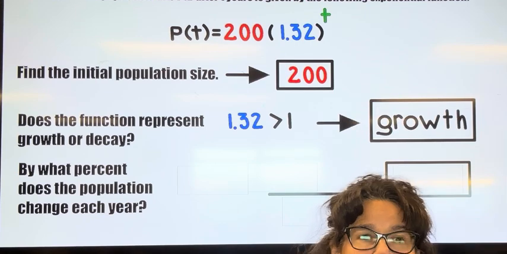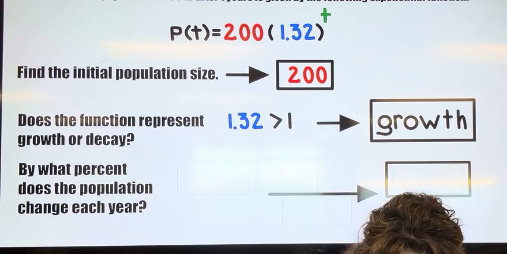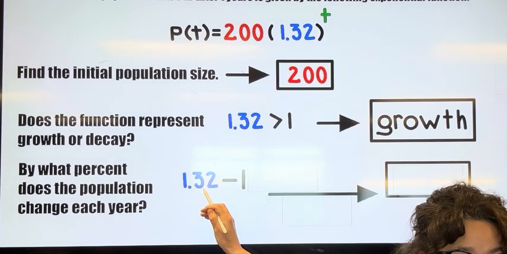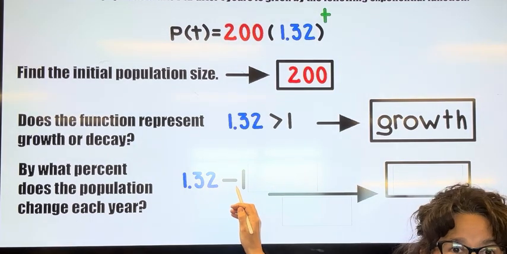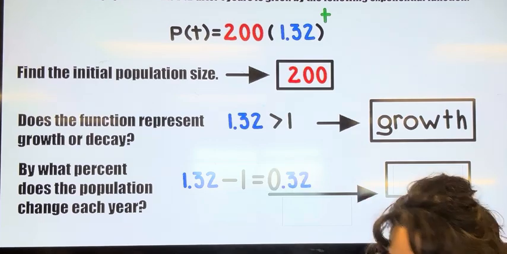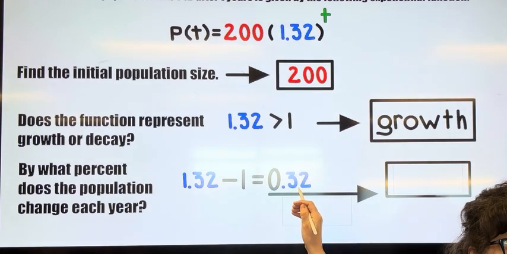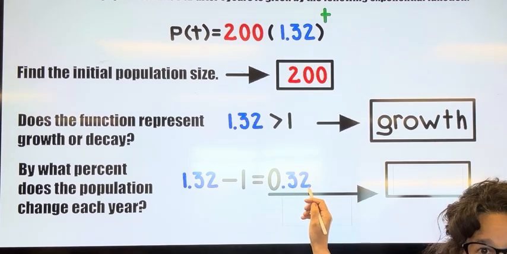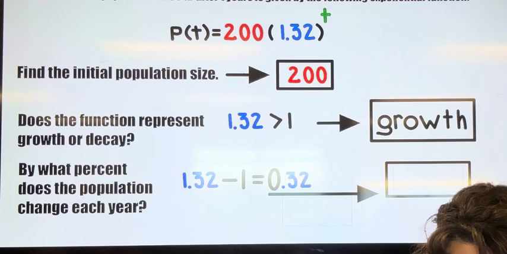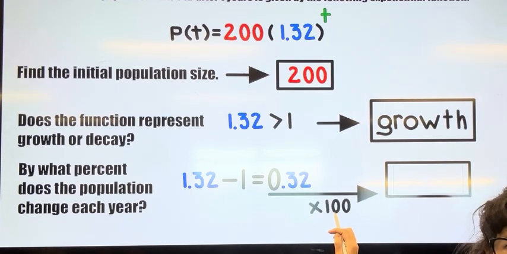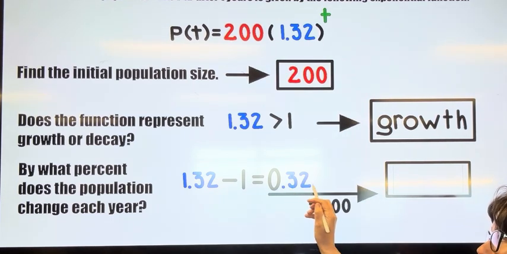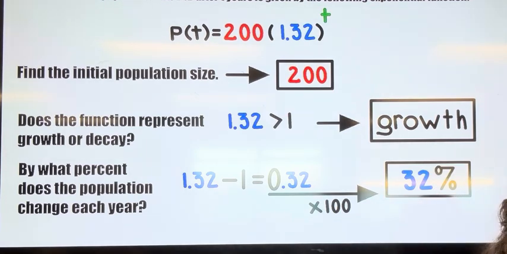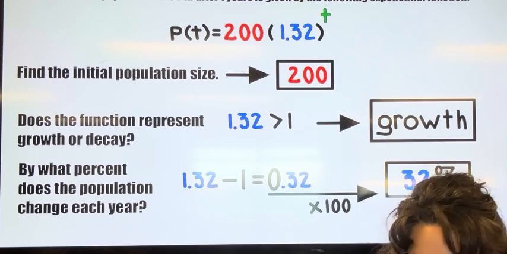Now we want to specifically find the percent of growth. So we're going to take the 1.32, that B value, and subtract 1, and I get 0.32, but this is not a percent. If I want to change a decimal into a percent, I want to multiply by 100. So if I take 0.32 times 100, that ends up being 32%. Okay, so let's just do one more.